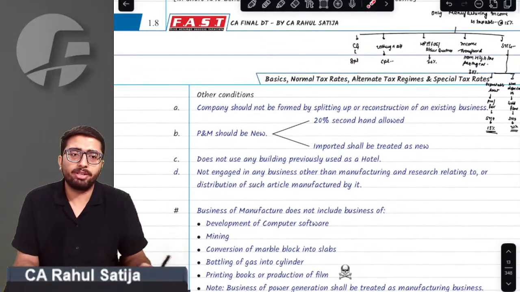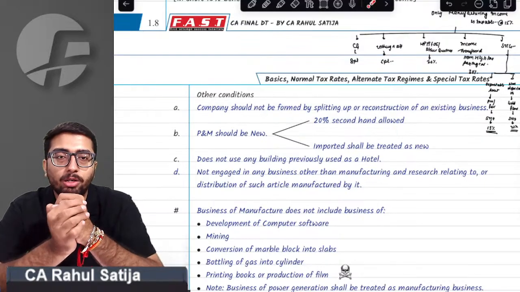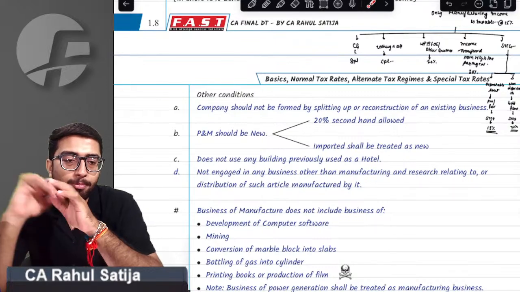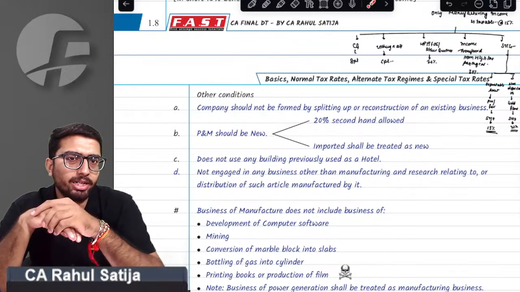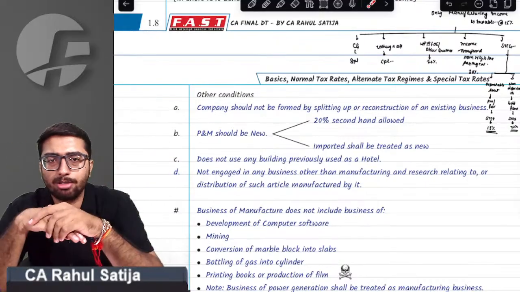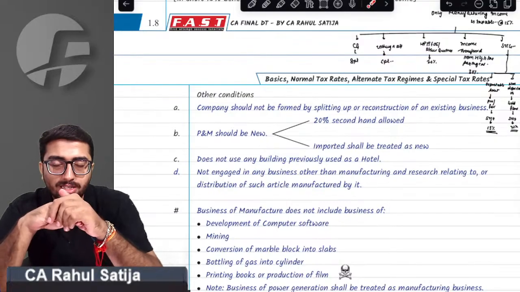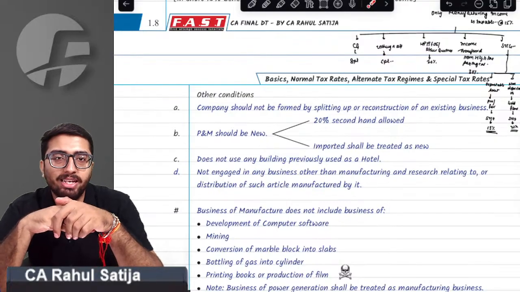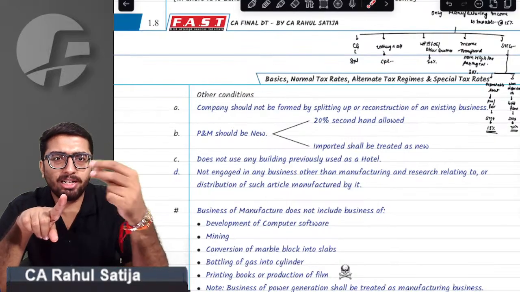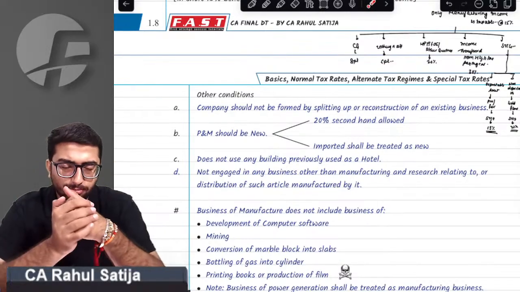So remember, whenever you are opting for 115 BAB, whatever plant and machinery you acquire for your business should be new plant and machinery. Sir, imported plant and machinery shall be considered as new only. Also, 20% of the total plant and machinery can be second-hand. It is allowed. Apart from that, whenever you start a business under section 115 BAB, remember that the business should not be a spin off, split off or reconstruction of an existing business. So we got this point.